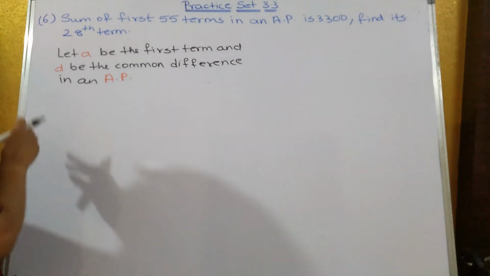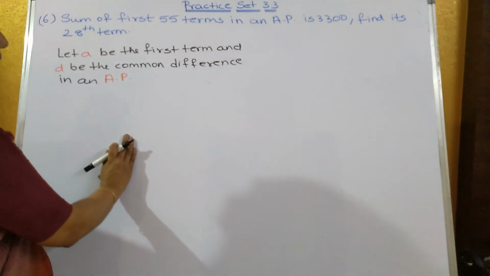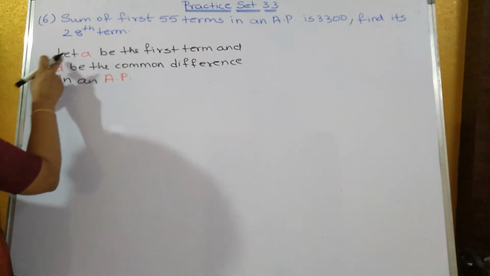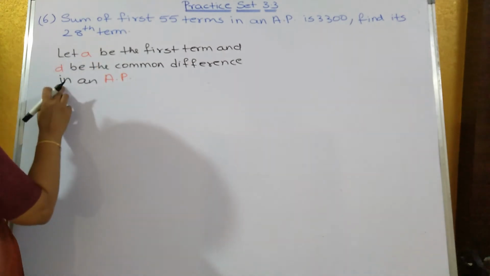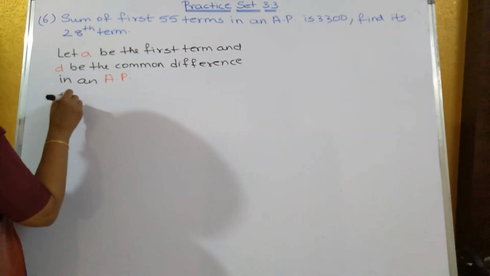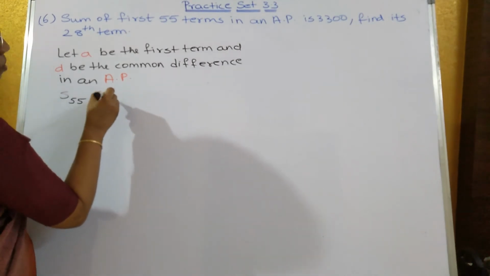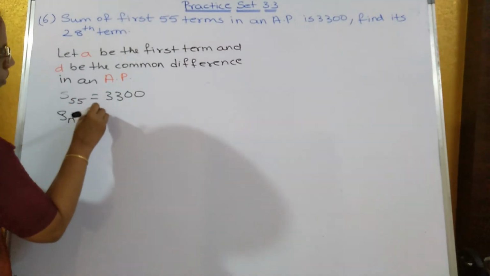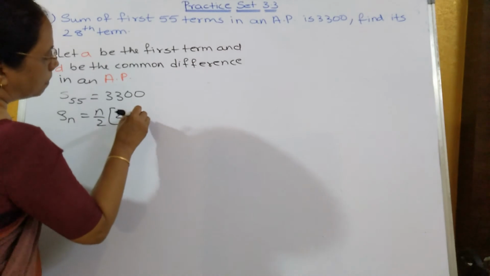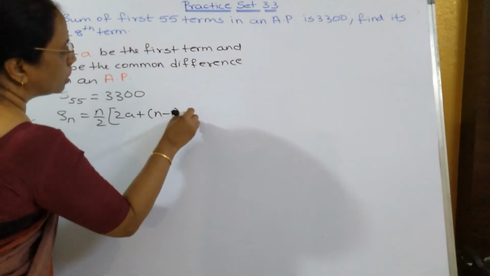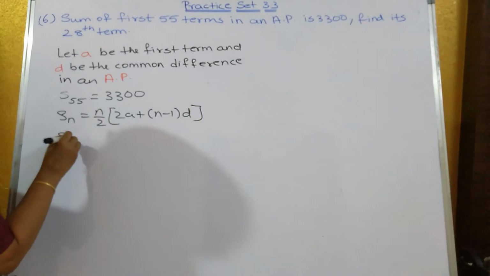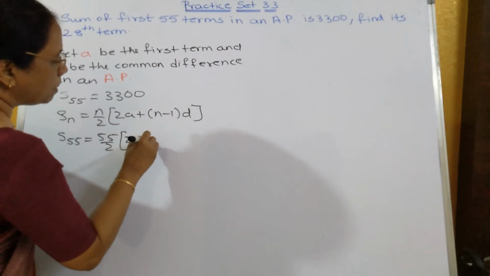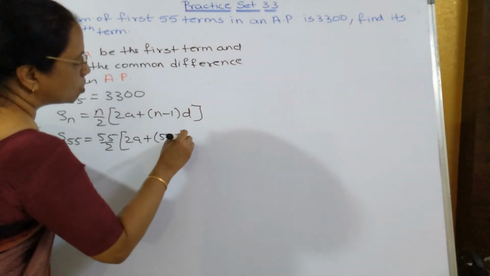Now, the sum of the first 55 terms in an AP is 3300. Find its 28th term. Let A be the first term and let D be the common difference in an AP, and they have given S55 is equal to 3300. So Sn is equal to n upon 2 into 2A plus n minus 1 into D. So S55 is equal to 55 upon 2 into 2A plus 55 minus 1 into D.